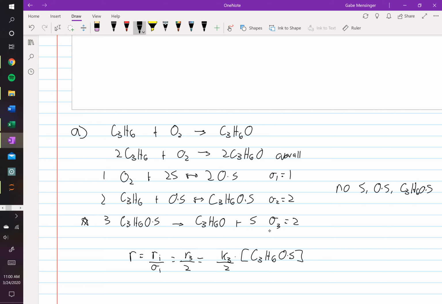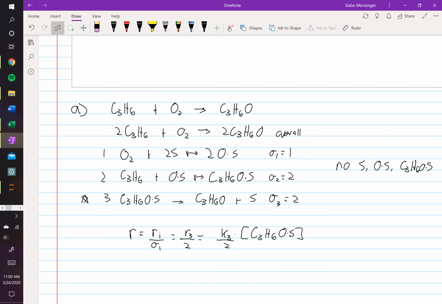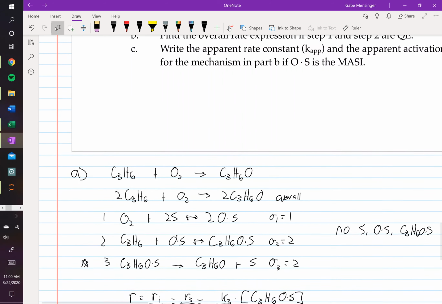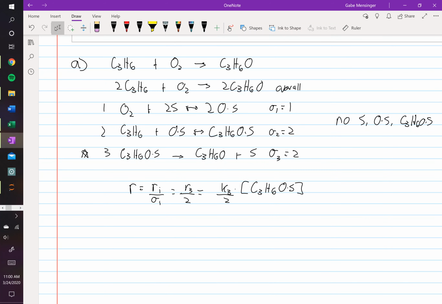Because while catalysts do assist in the reaction, they are not actually part of the reaction, so we don't want to have them in our reaction rate. So we need to find a way to get rid of this term. And the assumption we've made for part A is that step 1 is QE. So if step 1 is QE, we can say that K1 times the concentration of O2 times the concentration of S squared is equal to K minus 1 times the concentration of OS squared.